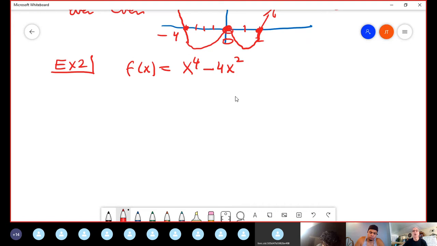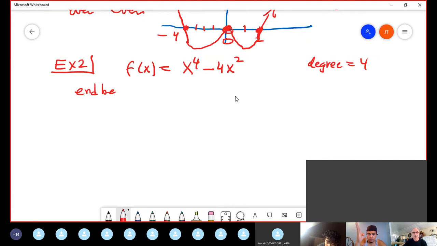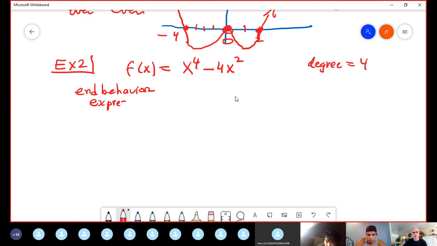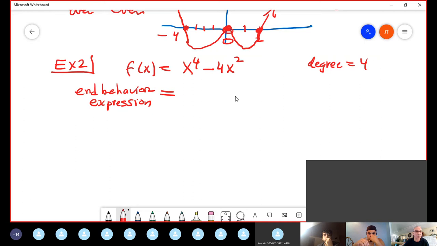What is the degree of this polynomial? 4. Very well. Good. What is the end behavior expression? Help me. What is the end behavior expression of this polynomial? Nobody? x to the 6, or x to the 4? No, x to the 4.